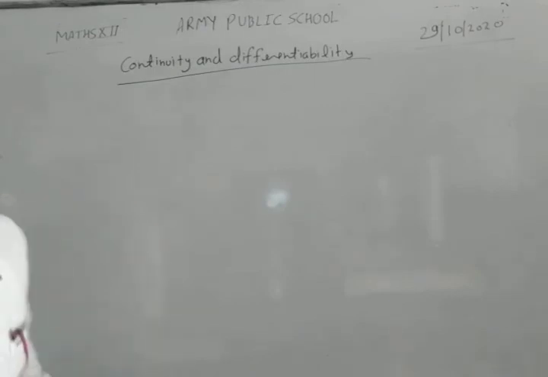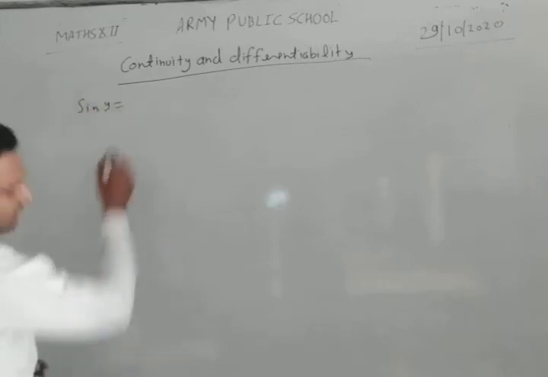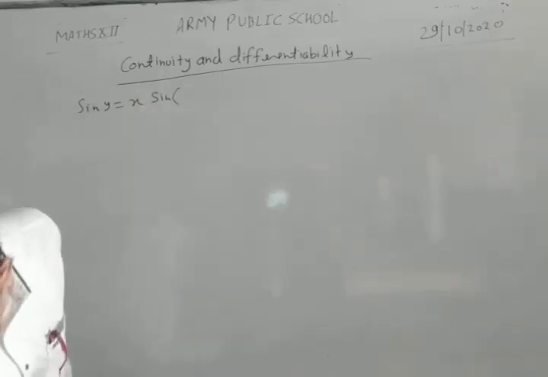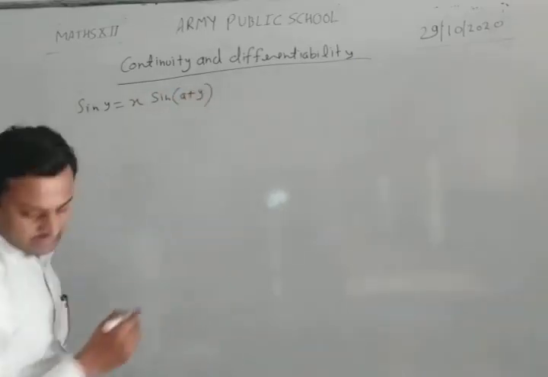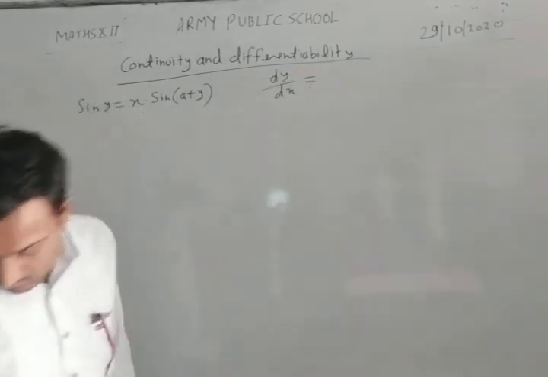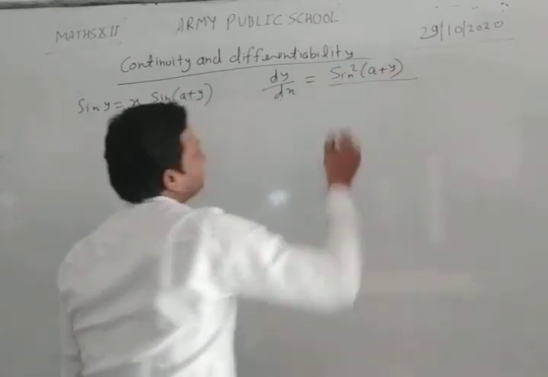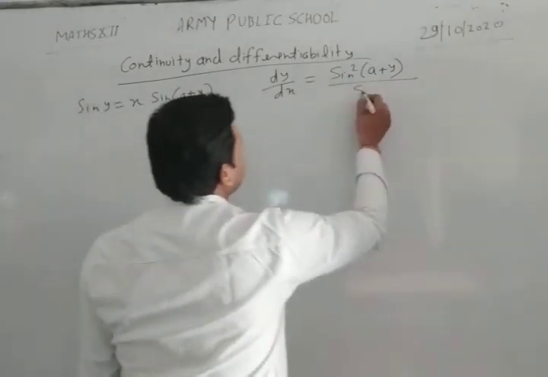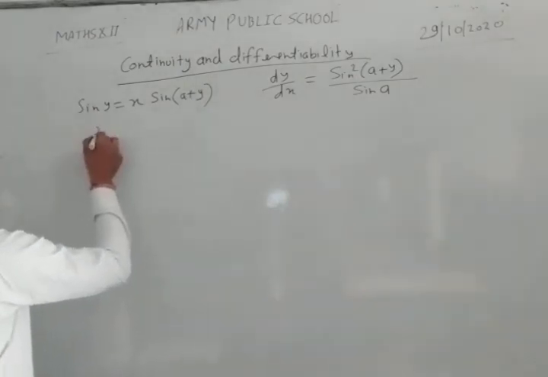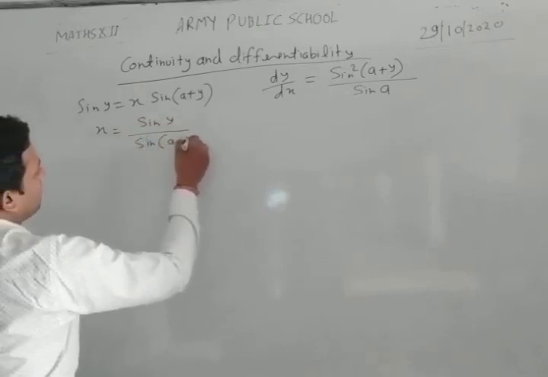Taking another question. sin y is equal to x sin(a plus y), then prove that dy by dx is equal to sin square(a plus y) divided by sin a. So first we write x is equal to sin y by sin(a plus y).